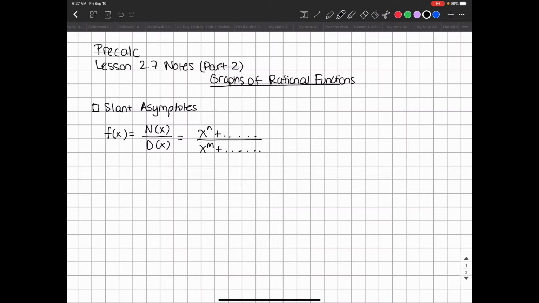So when I don't have a horizontal asymptote to describe the end behavior of a rational function, I'm going to look for if there's a slant asymptote, because there might be a slant asymptote instead in that case. And that will be, if n is equal to m plus 1, there will be a slant asymptote. So if the numerator power is 1 higher than the denominator power, then the graph has a slant asymptote.